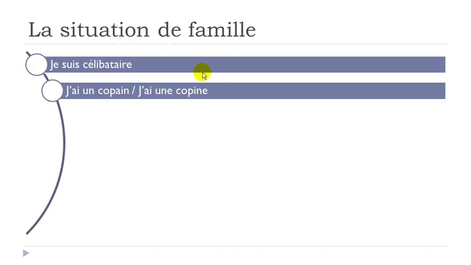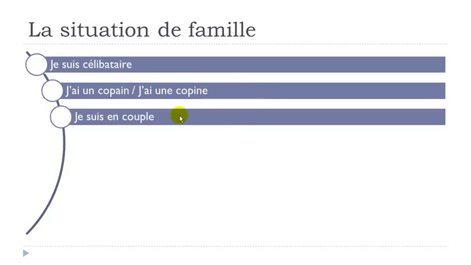Okay, second option. J'ai un copain. Okay, boyfriend would be copain. Okay, and then it's the feminine form here. Girlfriend, copine. J'ai, I have. Okay, j'ai un copain. I have a boyfriend. Féminin, j'ai une copine. I have a girlfriend. J'ai une copine.